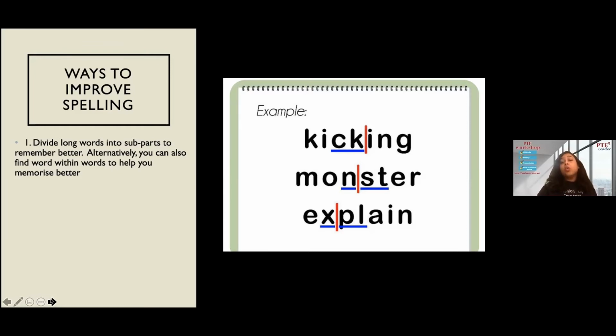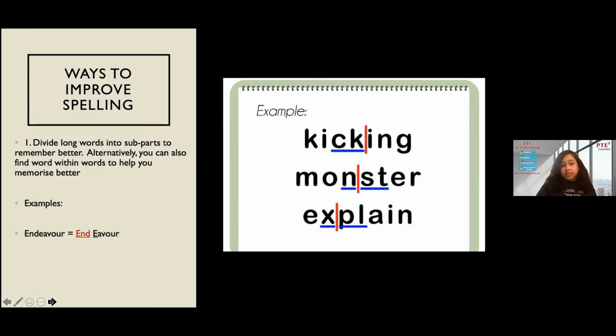Another way you can do it, for a longer word which is very complex, is to try to identify a word within that word. So, for example, if you see the word explain, you divide it into two parts, and within explain, there is another word, which is plain. So if you identify words within a word that is very complex for you, that way you will barely make any mistake, all right? And it will help you to remember the word for a longer period of time as well.